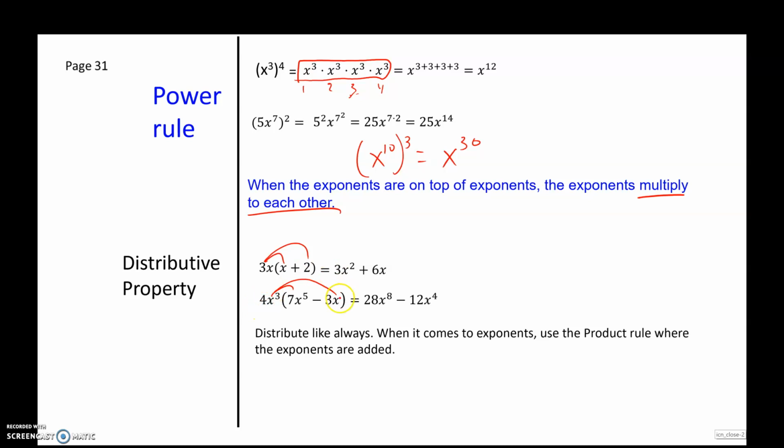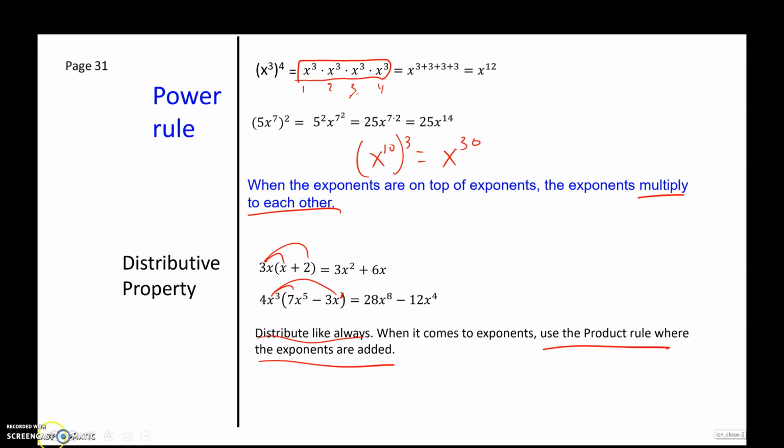When I do 4x cubed times negative 3x, the 4 and 3 are not exponents, so I'll multiply them like I always have to get negative 12. And then the x cubed and the x, there is a 1 here. We don't see it, but we know there's a 1. And 3 plus 1 is 4. We distribute like always. Those numbers in the front multiply like they always have. The only difference is now the exponents are added together using the product rule.